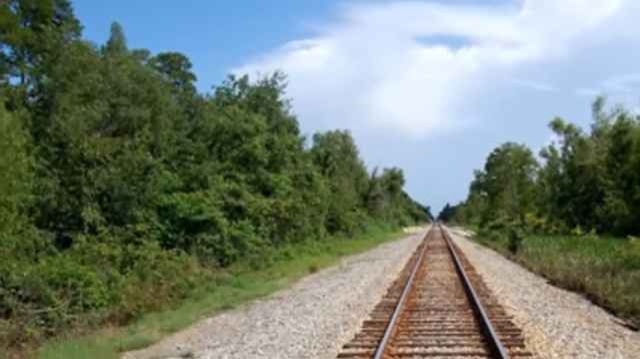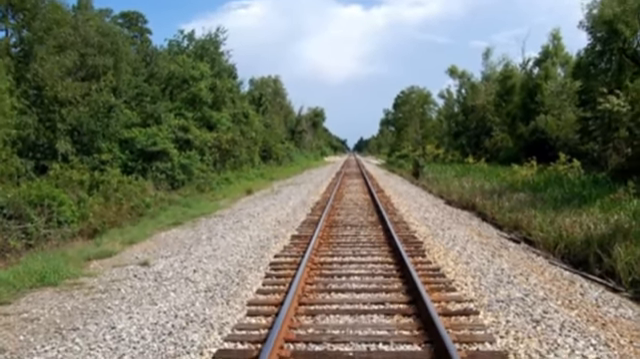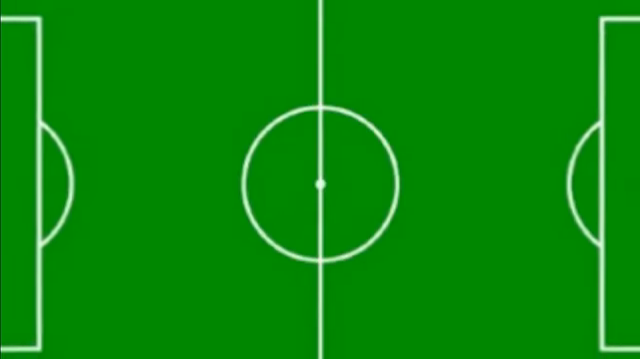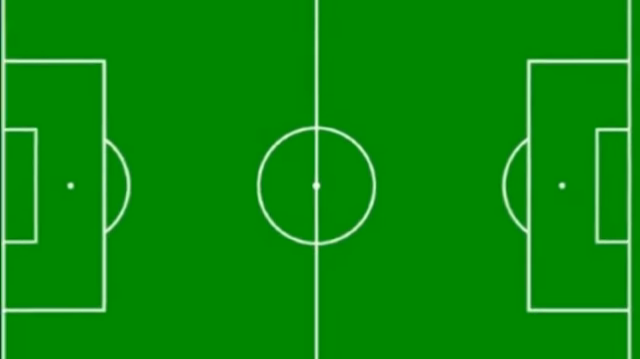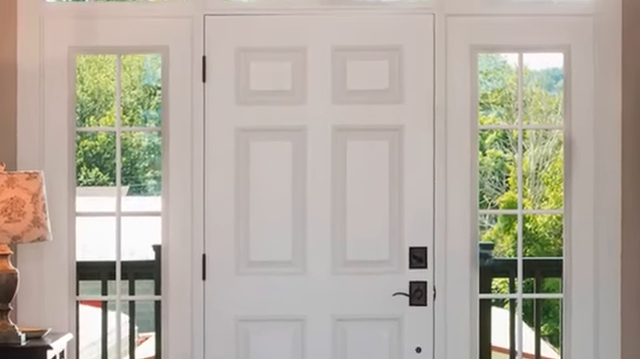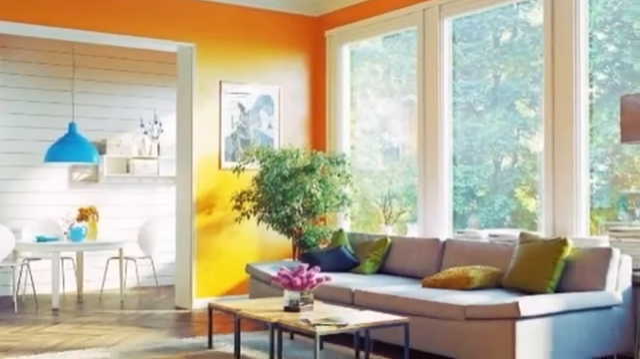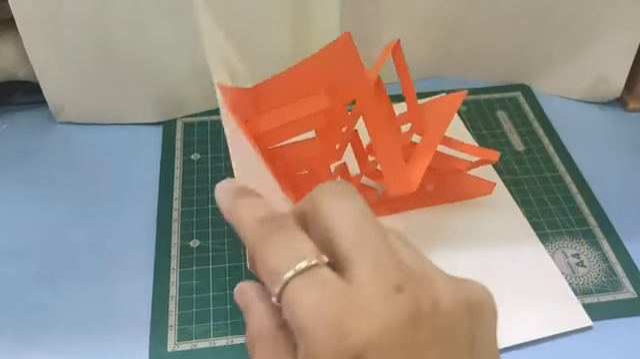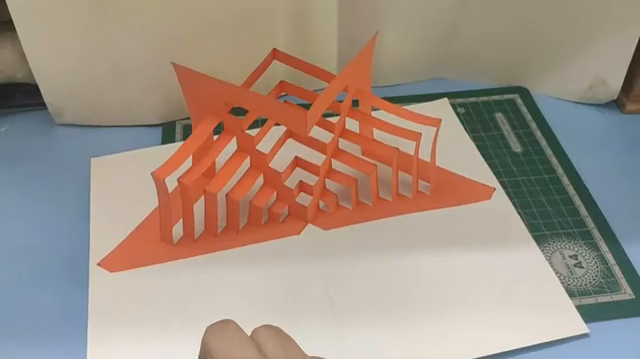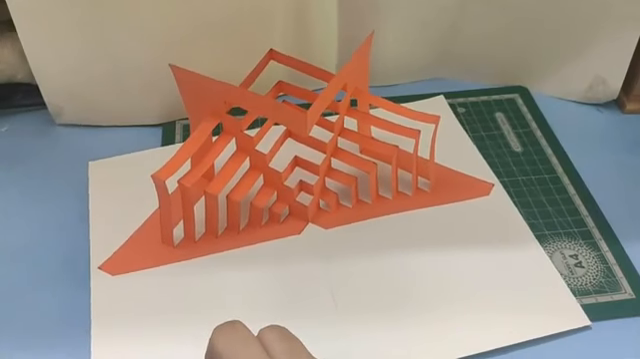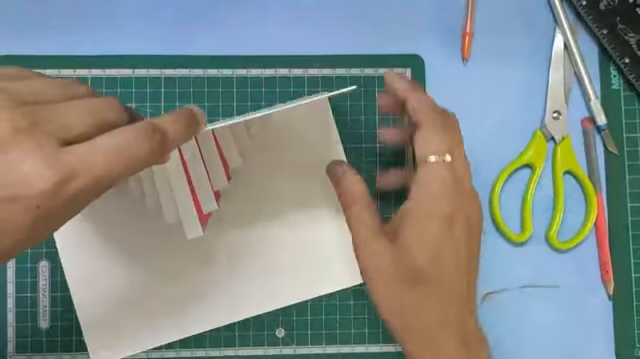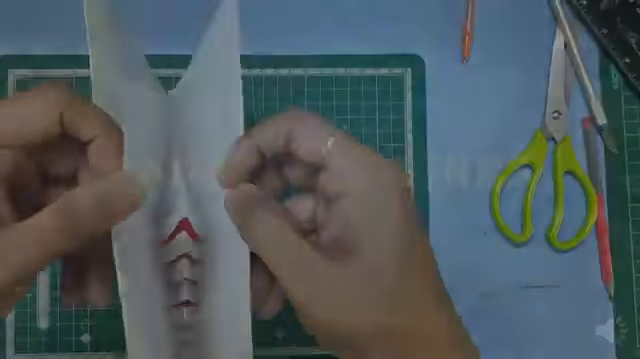We are surrounded with parallel lines all over, from railway tracks to racing tracks, even our football fields, doors and windows, shelves, tables, even books. And you can also make lovely pop-up cards just by understanding parallel lines. So let's see what parallel lines really are.